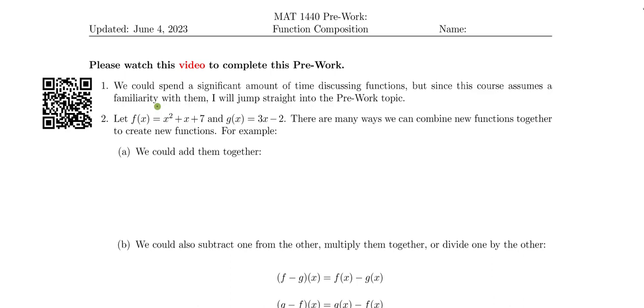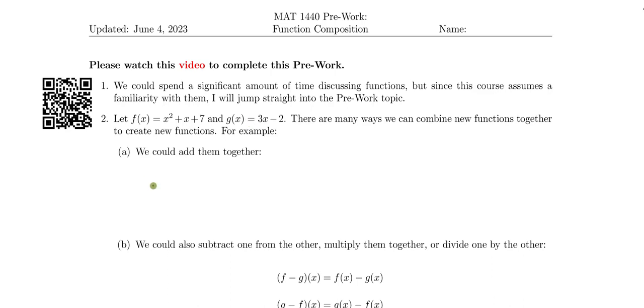So what we want to look at today is how can I take two functions, maybe this function f of x, which is this quadratic x squared plus x plus 7, and this function here, g of x, which is the linear function, 3x minus 2. We could ask, how could we combine these two functions in such a way that we create a new function? And there's lots of ways we could do that.